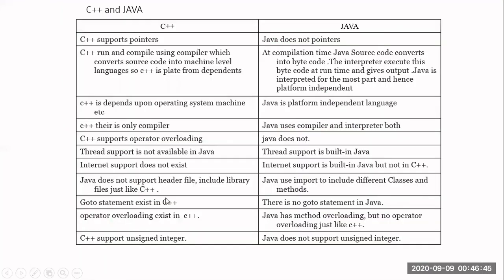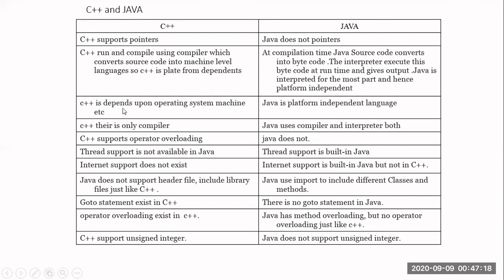Then when we discuss C++ and Java, you may not have studied C++, but just understand the concept. C++ is also an object-oriented language. C++ supports pointers and Java does not support pointers. In the execution part, C++ is more compiler-based, while Java uses both the compiler and interpreter concepts.